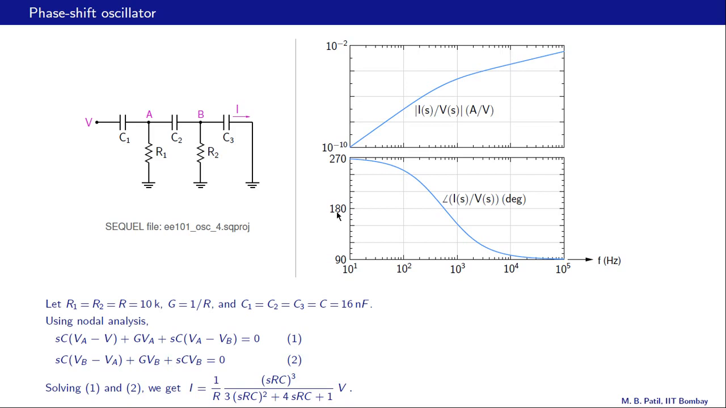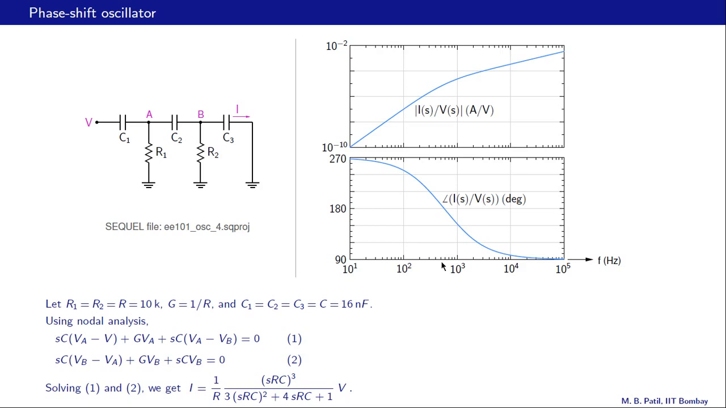Here is 180 degrees, and let us see what frequency that corresponds to. We go down, and that is the frequency that we are interested in. This is 100, 200, 300, 400, maybe about 500. So that is approximately the frequency of oscillation if we connect this beta network to a suitable amplifier.